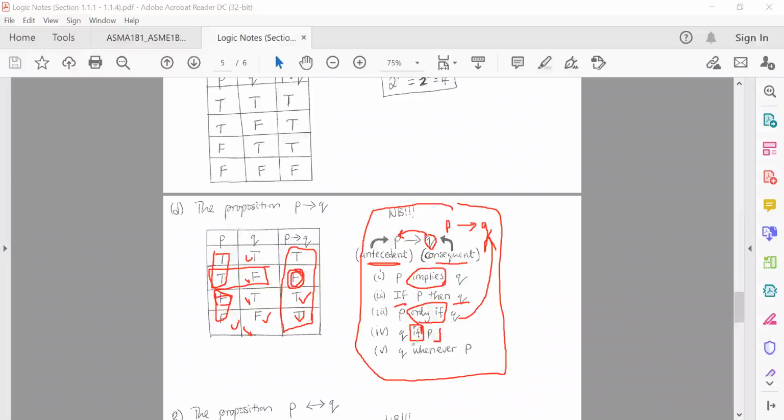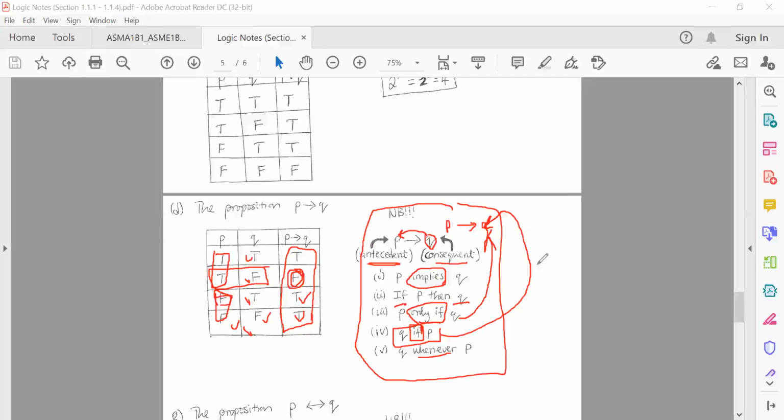So if you say Q if P, I'm still talking of this same thing here. It means P implies Q. Or I can say Q whenever P. Q whenever P means P implies Q. Please know these five possibilities, because definitely you're going to see them in the future somewhere.